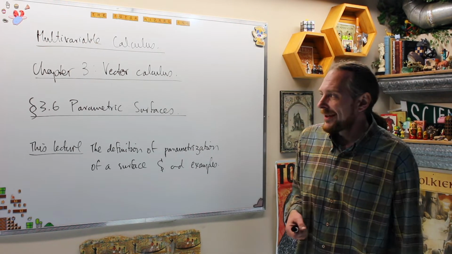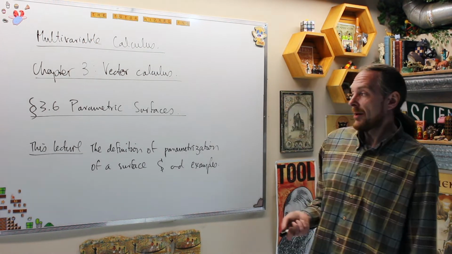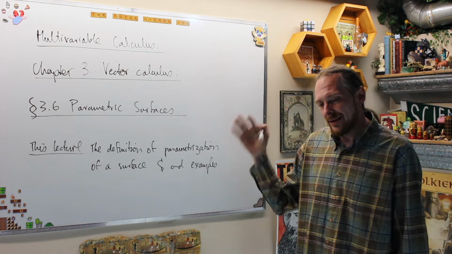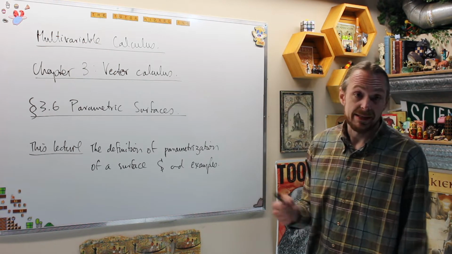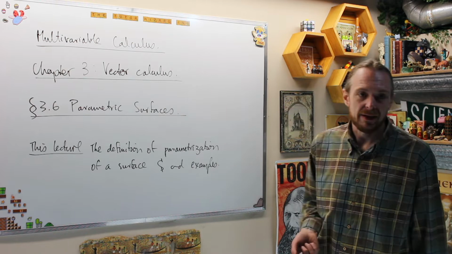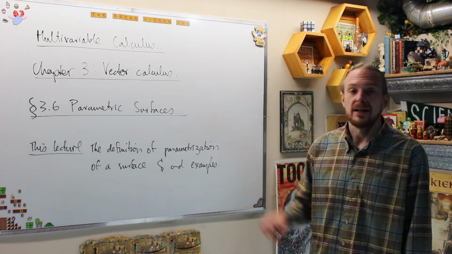We're doing multivariable calculus. This is chapter 3, vector calculus, and we're doing 3.6, which is parametric surfaces. It is going to be the analog to parameterizing curves in the plane. Now we're going to parameterize surfaces in 3 space. This lecture specifically, we're going to give the definition of the parameterization of a surface S and a couple examples.